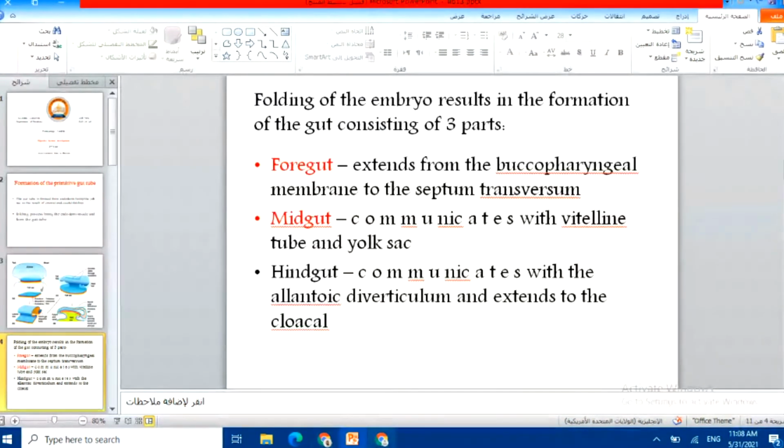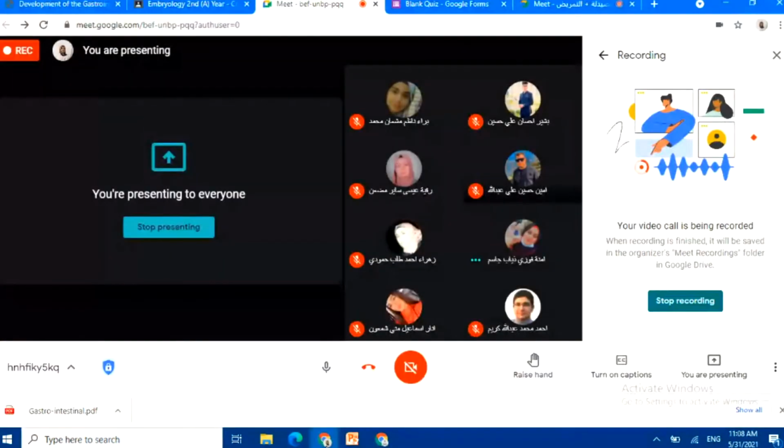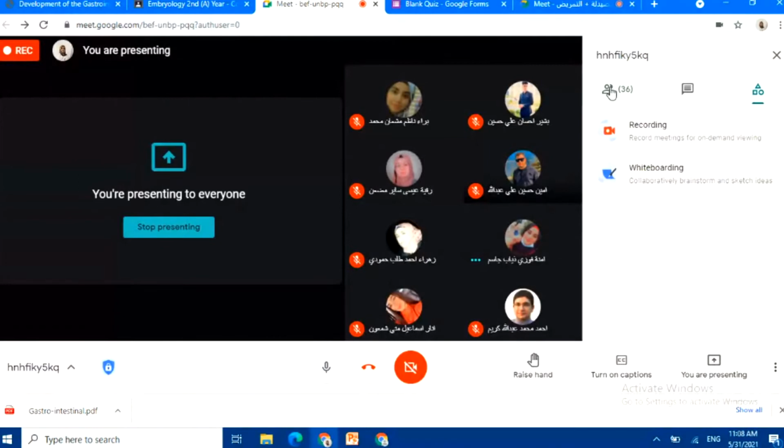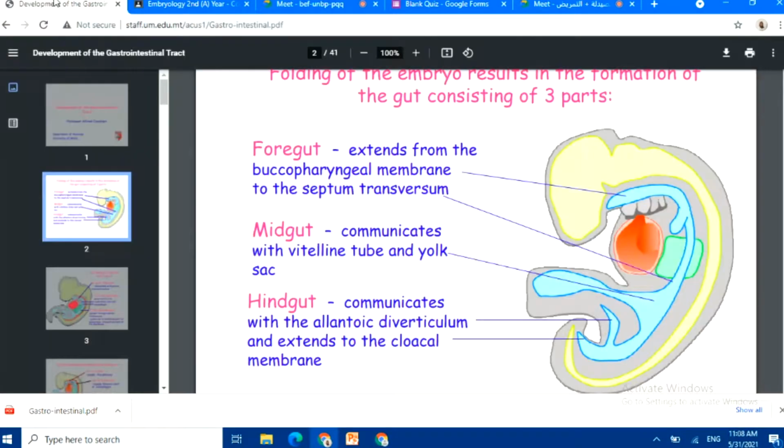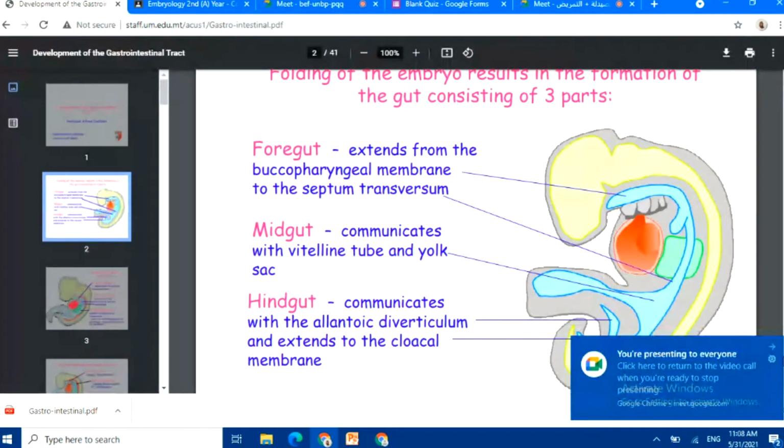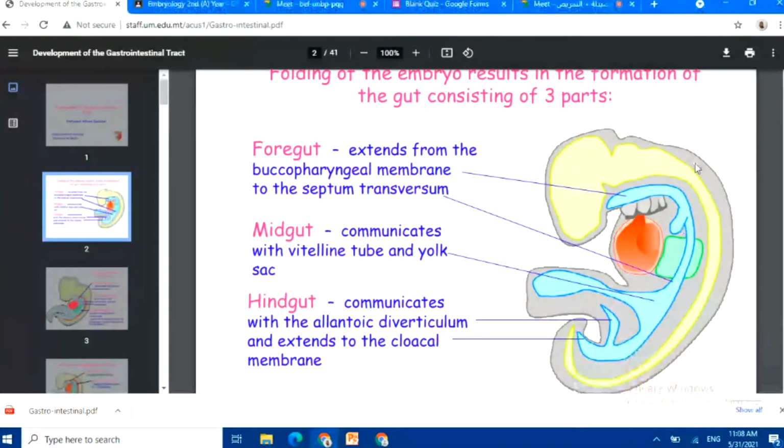Look at here. Let me show you by another figure. Look, this is the embryo. This is the fetus, let's say the embryo right here.